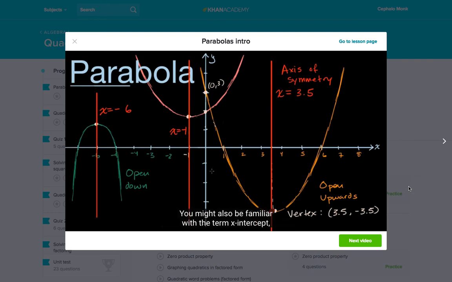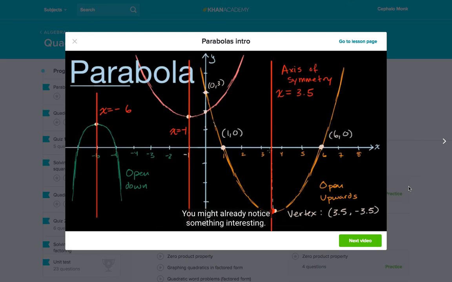Now, you might also be familiar with the term x-intercept, and that's especially interesting with parabolas, as we'll see in the future. An x-intercept is where you intersect the x-axis. Here, this yellow one does it in two places. Lines will only intersect the x-axis once, at most. But a parabola can intersect the x-axis twice because it curves back around to intersect it again. So here, the x-intercepts are going to be the points (1, 0) and (6, 0).